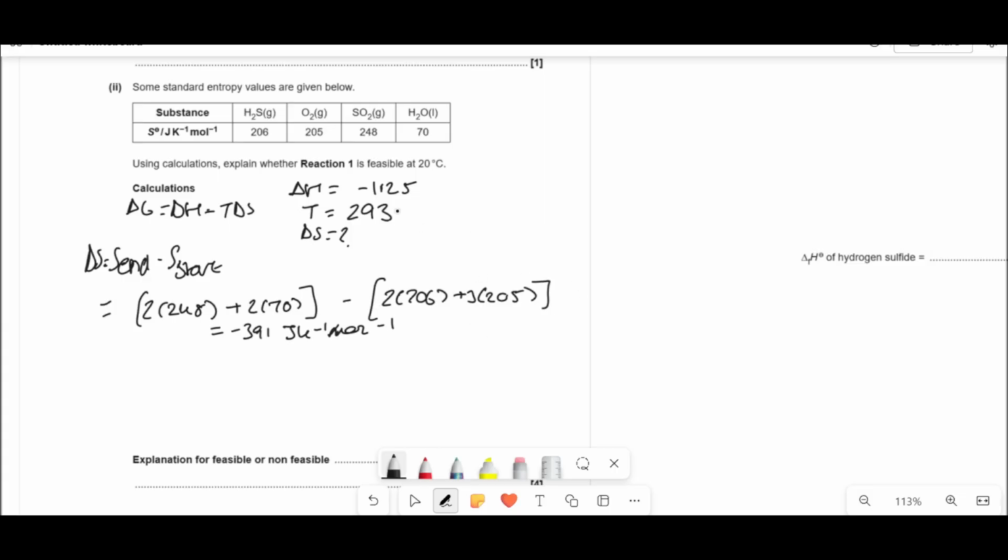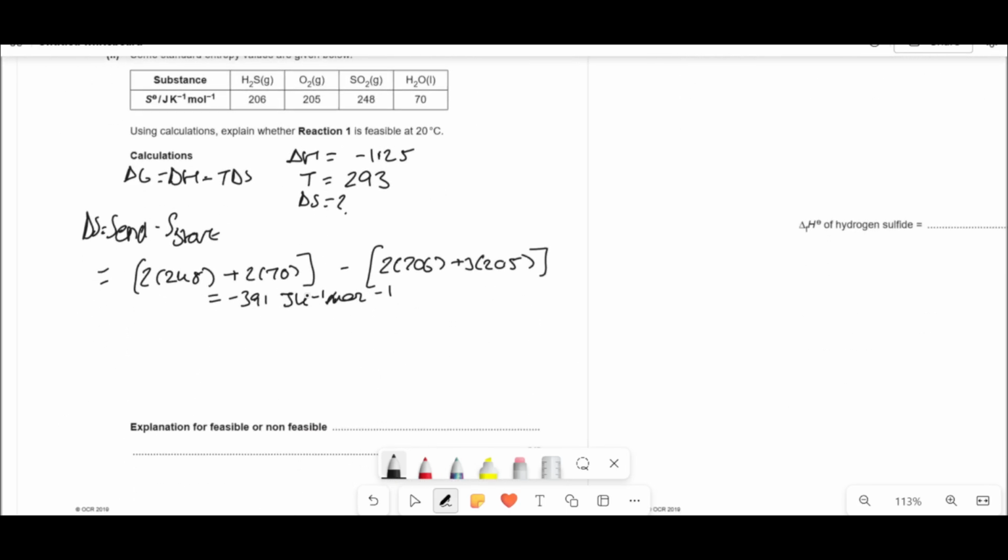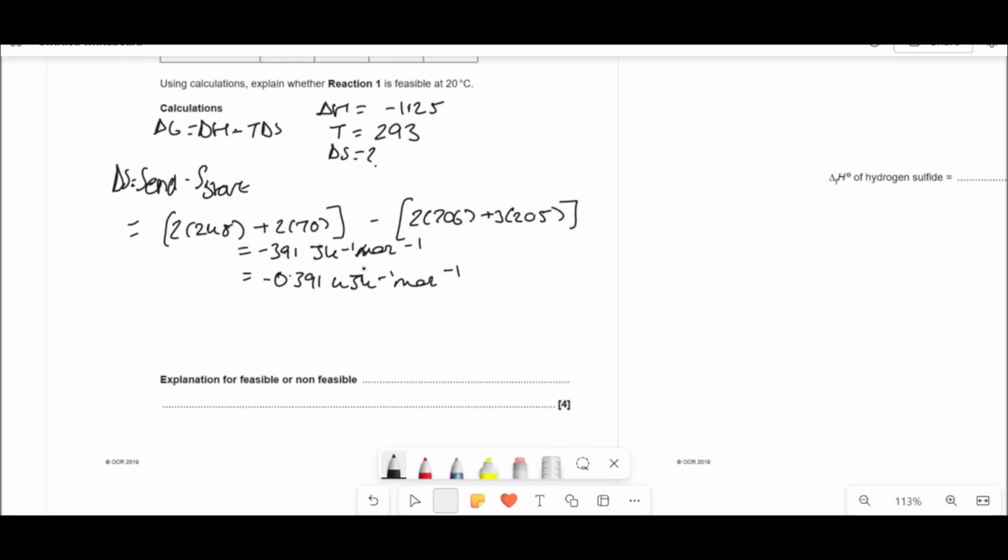Now, this enthalpy change we worked out from before is in kilojoules per mole. This is not consistent, the units are different, because this is in joules and that's kilojoules. So in order to make this work, we have to convert this down into kilojoules, or change the other one into joules. So I'm going to convert this to kilojoules, so that's minus 0.391 kilojoules per Kelvin per mole. Now we have all the information to work out delta G.